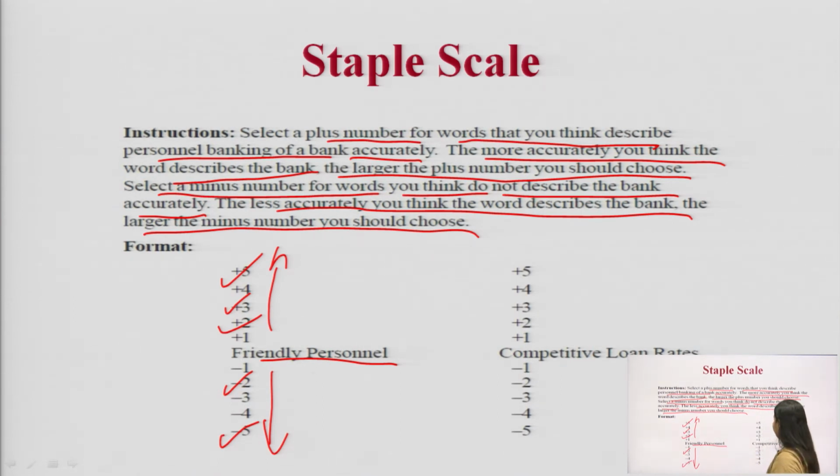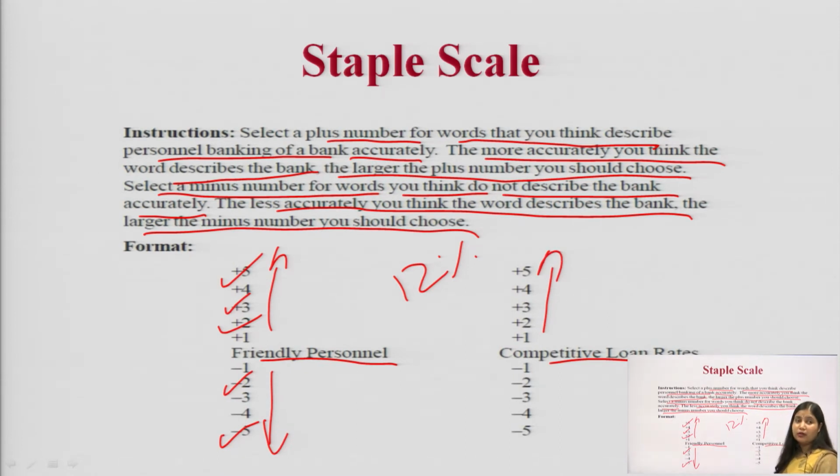In a similar way, there is one more example given: competitive loan rate. They ask whether the bank is giving a competitive loan rate or not. Suppose in the industry the average rate is 12% and the bank is also giving you 12%. So you can say that they are giving a competitive loan rate, and you can choose your response in these options.